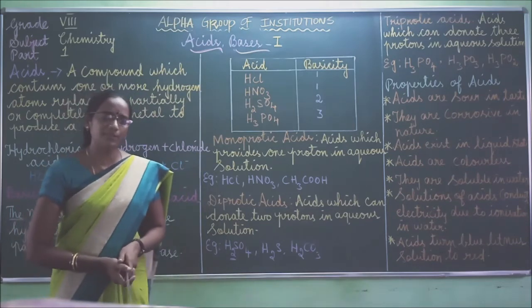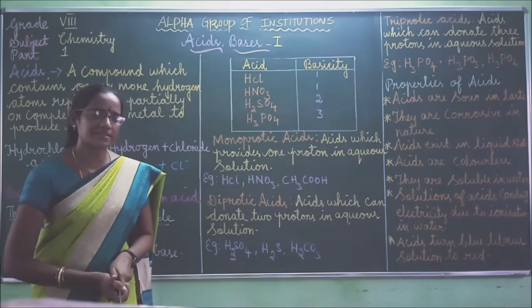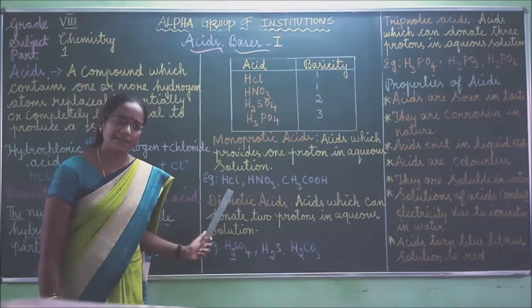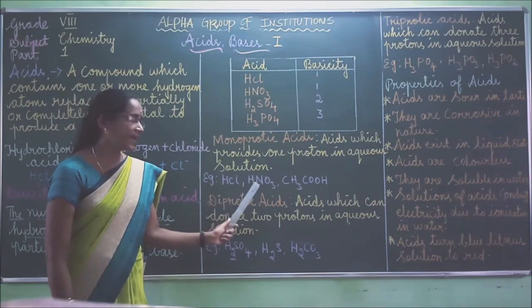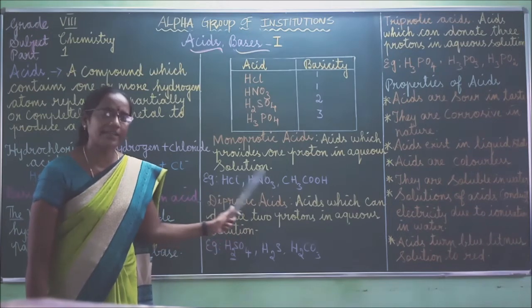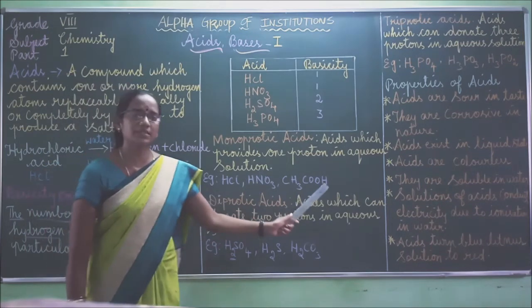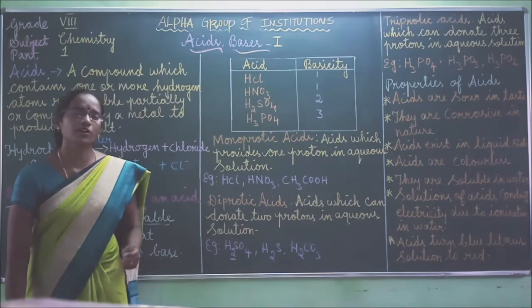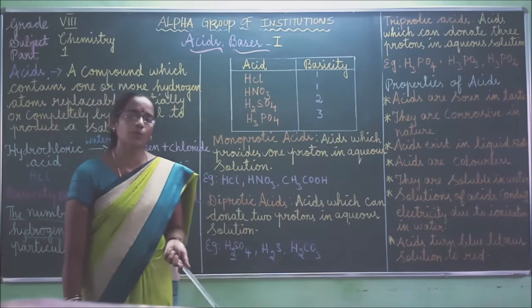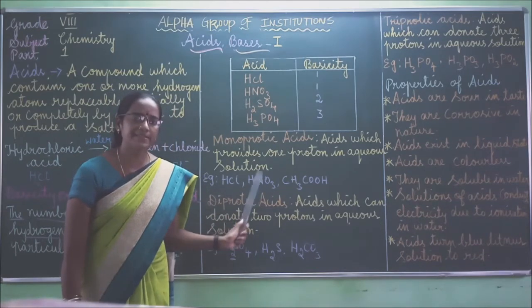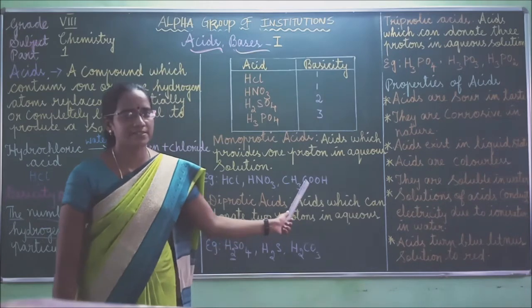Okay, let us see some examples for monoprotic acid. See, HCl, that is hydrogen chloride. HNO3 is nitric acid. CH3COOH is acetic acid. So what are the examples for monoprotic acid? Hydrochloric acid, nitric acid and acetic acid.